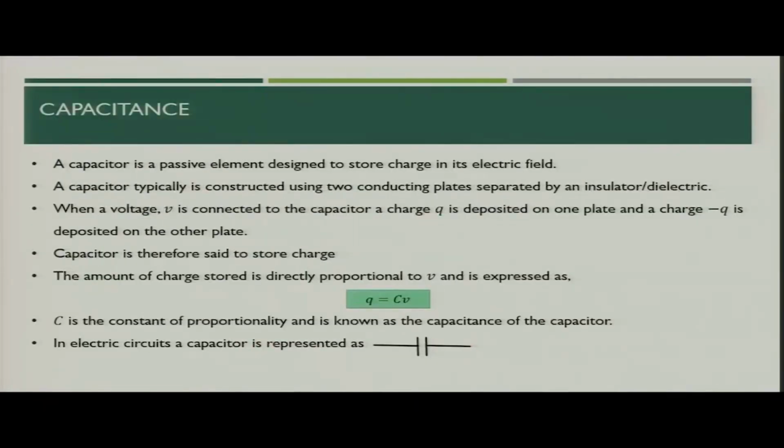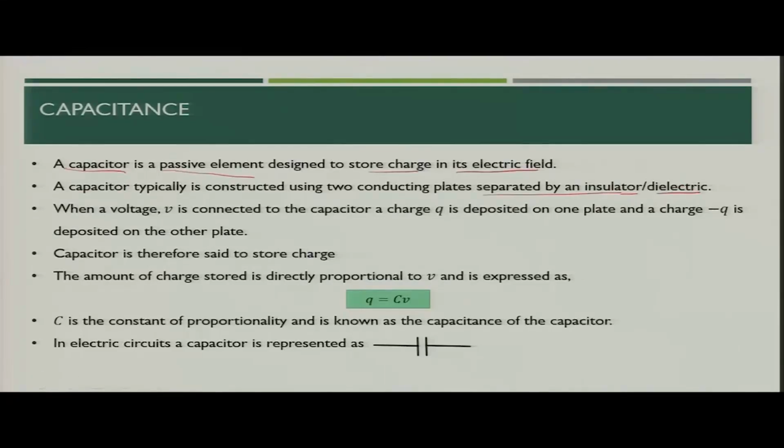Now, let us come to the other element called capacitance. Let us try to understand what a capacitor is. A capacitor is a passive element designed to store energy in its electric field. It is typically constructed using two conducting plates separated by an insulator or dielectric.